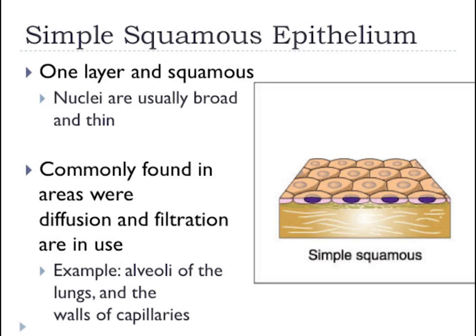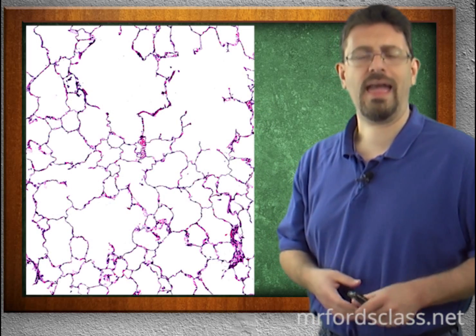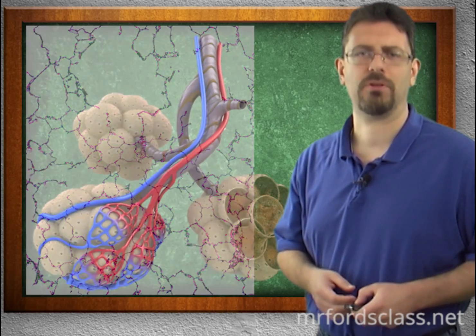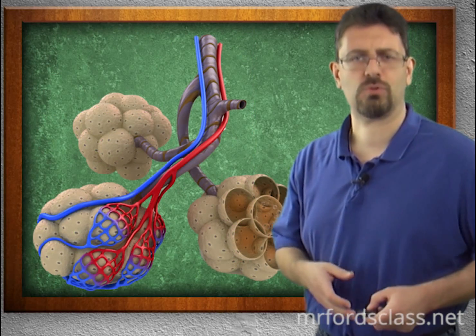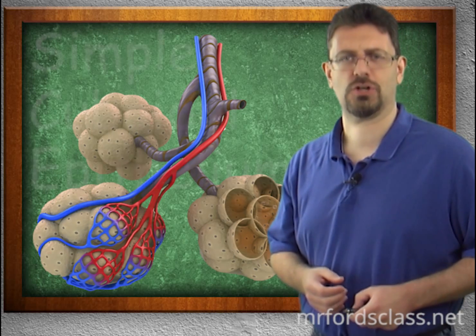It's commonly found in areas where diffusion and filtration are in use. So for example, you're going to find these in the alveoli of the lungs where gas exchange occurs, and you're going to find these in the capillaries in the circulatory system where gas exchange and nutrient exchange occurs.